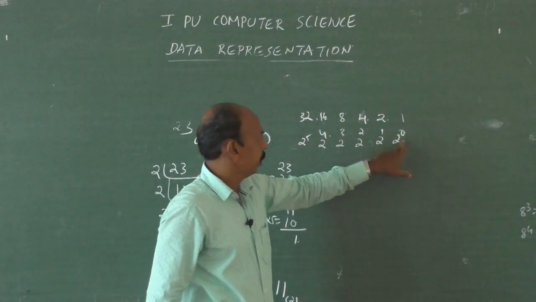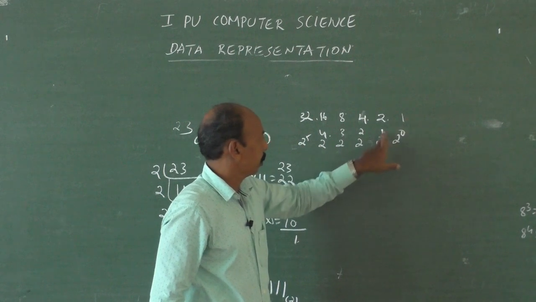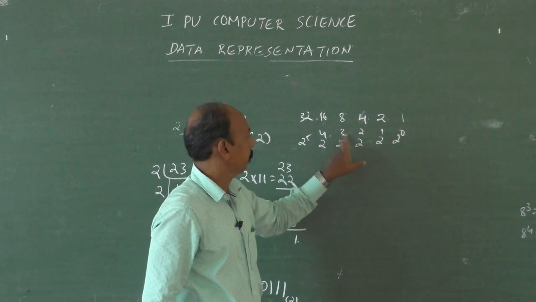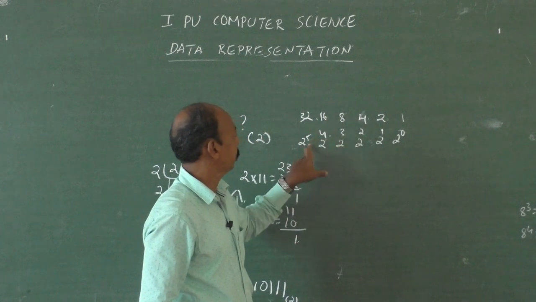So 2 to the power 0 is 1, 2 to the power 1 is 2, 2 to the power 2 is 4, 2 to the power 3 is 8, 2 to the power 4 is 16, and 2 to the power 5 is 32.